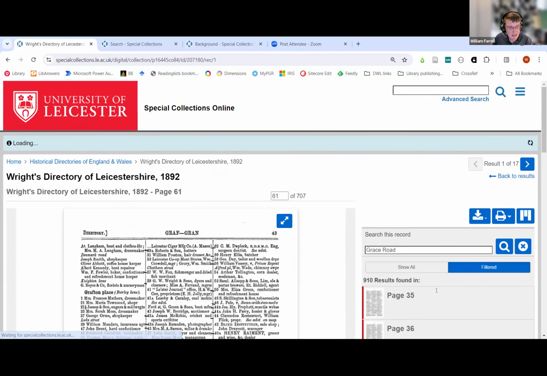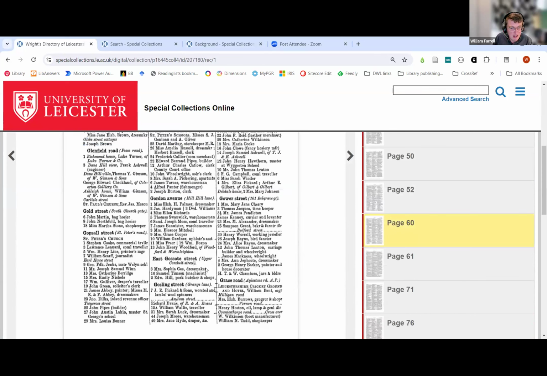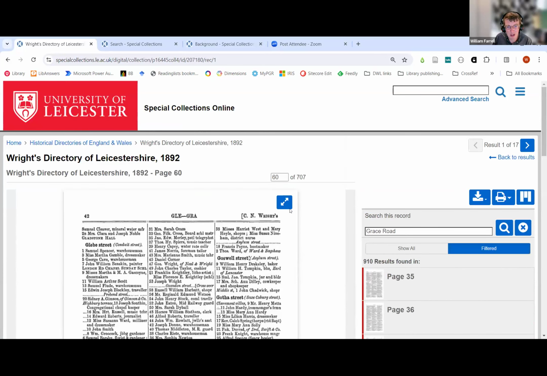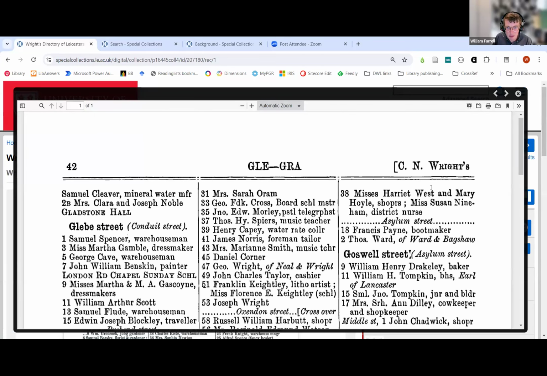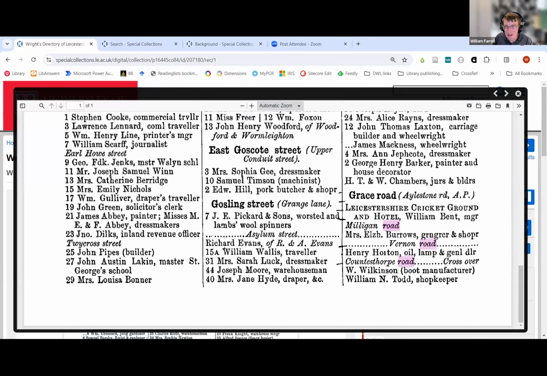The other way to do this is to browse alphabetically by the listing. There we go. So even if you supposedly know what you're doing, it can take a while to go through the results in this collection, but there is Grace Road that I wanted, which is the home of the cricket ground, which was fairly new at this location at the time this directory was made.